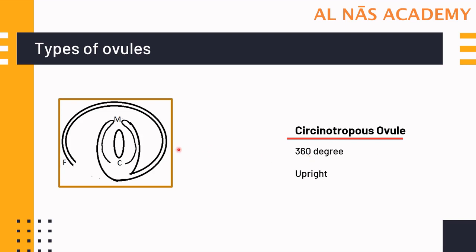Circinotropous ovule: in this type, first the main body is at an angle of 180 degrees and then it takes a turn and moves to the angle of 360 degrees and becomes upright. So the micropyle becomes upright. It is similar to the Orthotropous ovule, the only difference being that it takes a 360 degree turn, making a full circle, and the ovule is upright. So in the Circinotropous ovule, the main body moves up to an angle of 360 degrees and is upright.